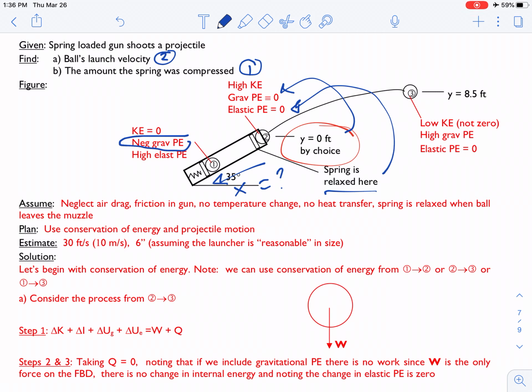At point 3, this is the maximum height. First of all, please don't forget that because it's important. We will use that information later. It has lower kinetic energy than point 2, but it's not 0, so it's higher than point 1 and lower than point 2 in terms of kinetic energy.